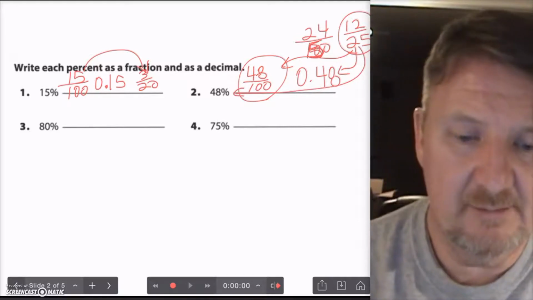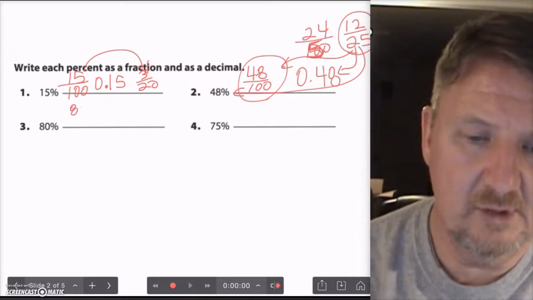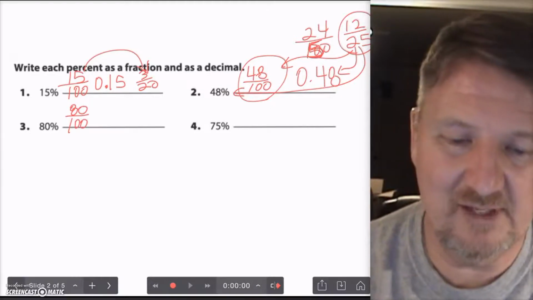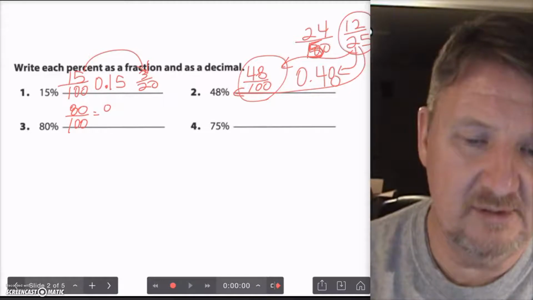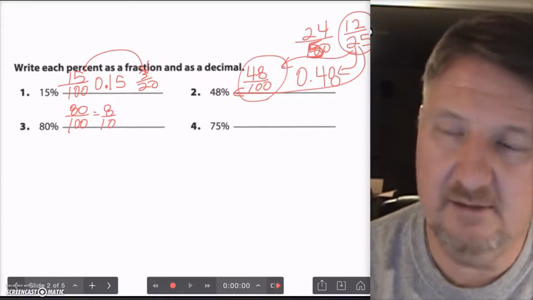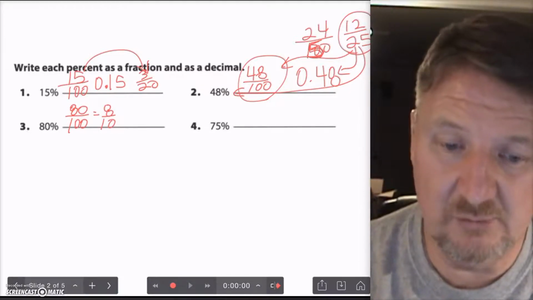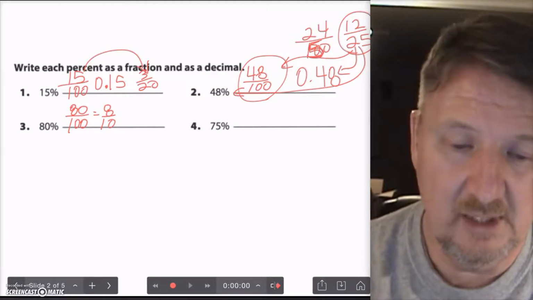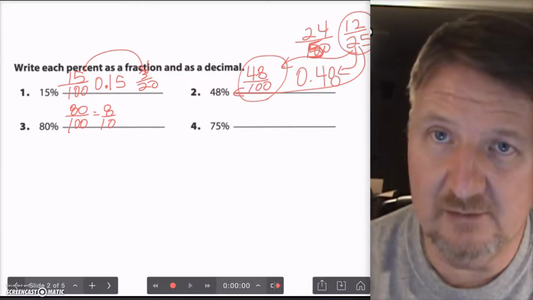Okay, 80%, easy. Written as a fraction is 80 over 100. I immediately see I can divide this by 10, and that would be the same as 8 over 10. If I divide the top by 10, I'd lose one of those zeros. If I divide the bottom by 10, I lose one of the zeros.